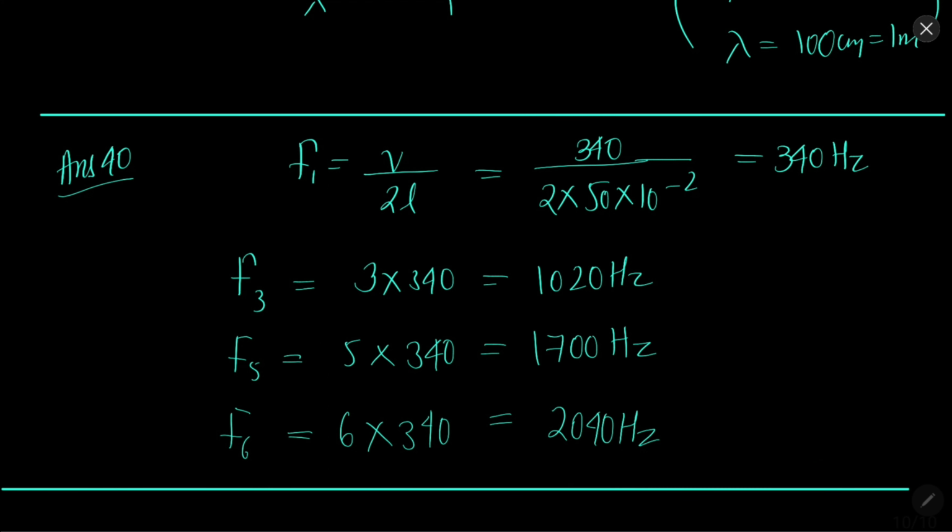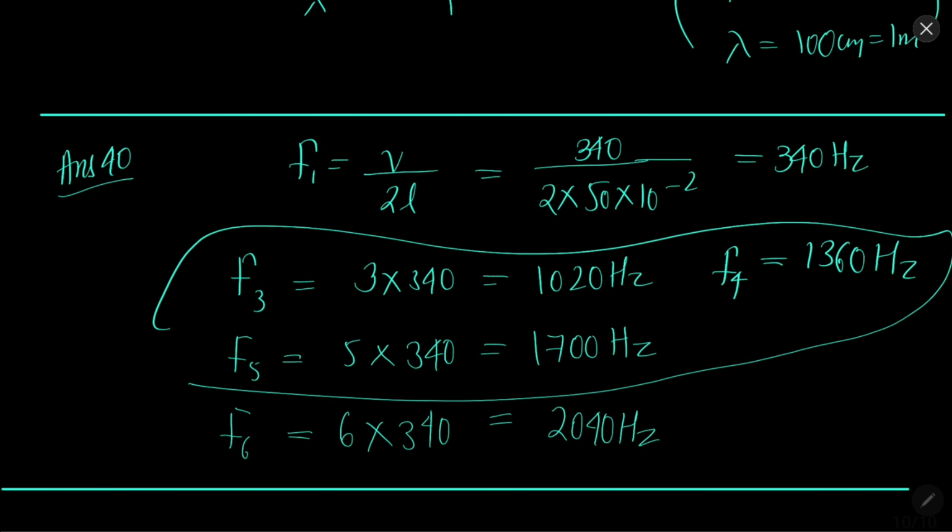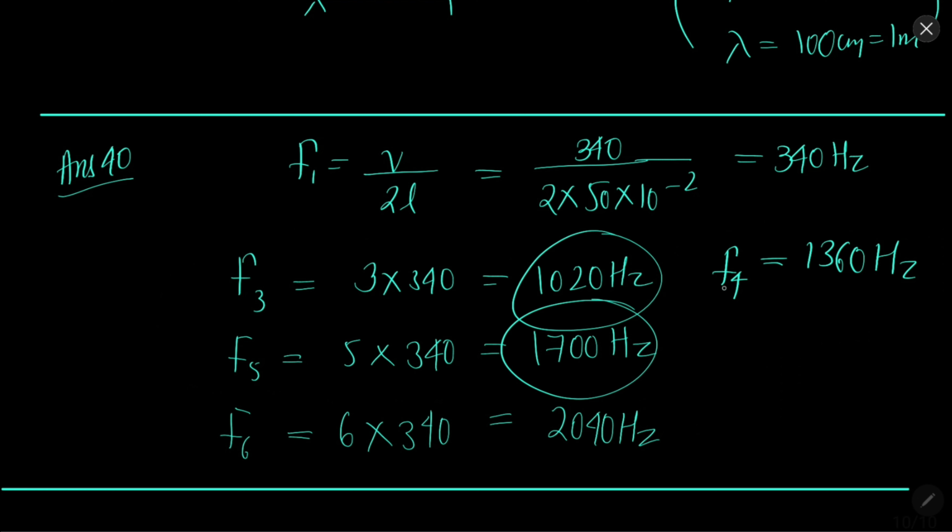So the frequencies between them: F4 remaining, F4 will come out to be 1360 Hz. So the frequencies between 1000 and 2000 will be these three. These three frequencies are between 1000 and 2000.